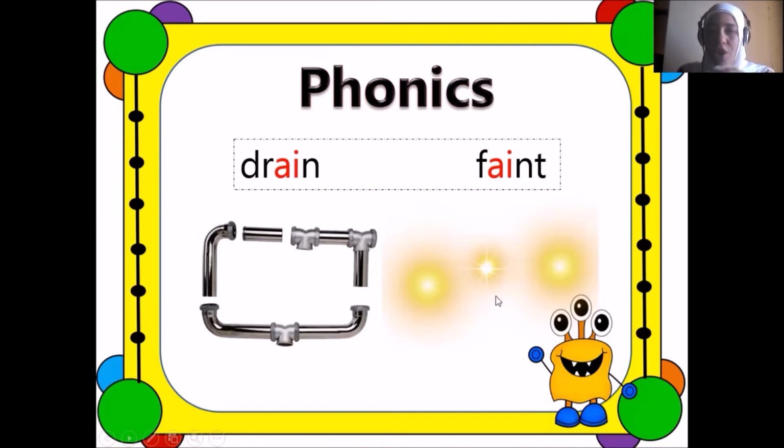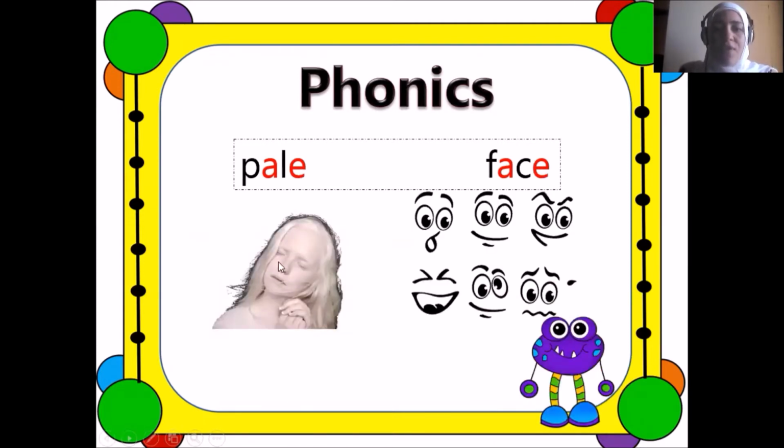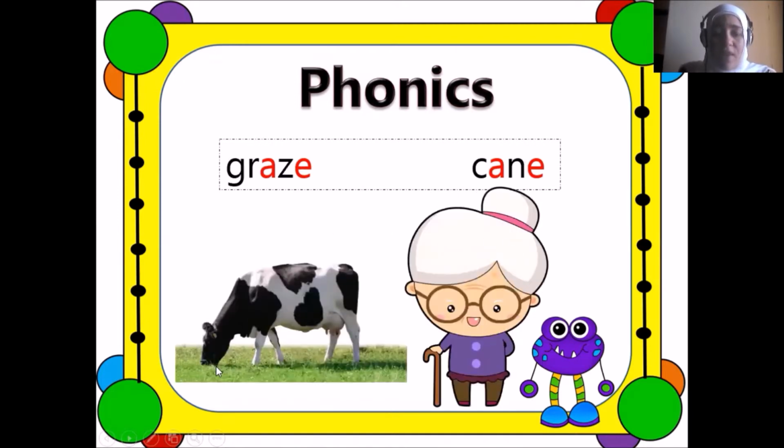Faint, the color is very light, so we say it's faint. It's not strong. Pale, look at the face of this girl. It's pale, it's like white. Here I have the faces, you know them. Graze, what is the cow doing here? The cow is eating the grass. So all the animals that move in the field to eat the grass, we say that they graze. And what do you see here in the grandmother's hand? There is a cane.